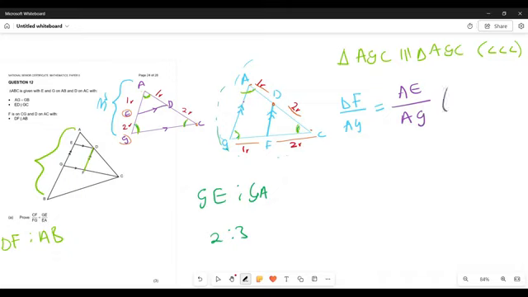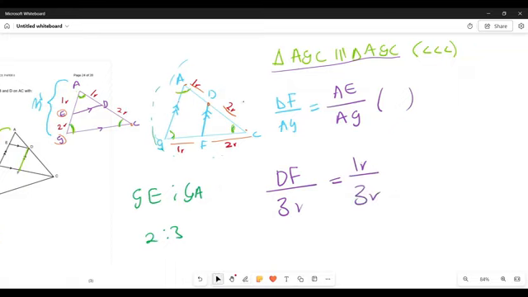And why is that? Because of the similarity, right? These two triangles are similar to one another, right? So by the similarity theorem, as a result, I'm trying to determine my DF over my AG, which is 3r, and this equals my AE, which is 1, divided by my AG, which is 3r.